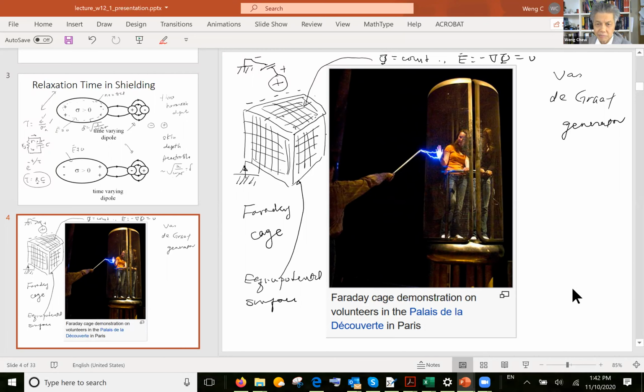And you can see this in some museums. Here's an example from the museum Palais de la Découverte in Paris. If you happen to go to Paris and visit this museum, you can see this demonstration where you have a cage and somebody is trying to use a very high voltage source to hurt her, but she will never be hurt because this cage has been grounded. You can also see this in the Science Museum in Boston.